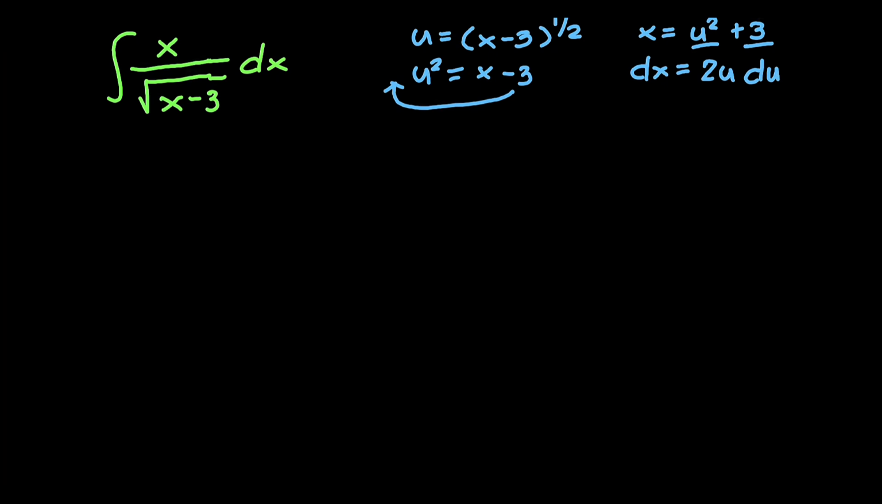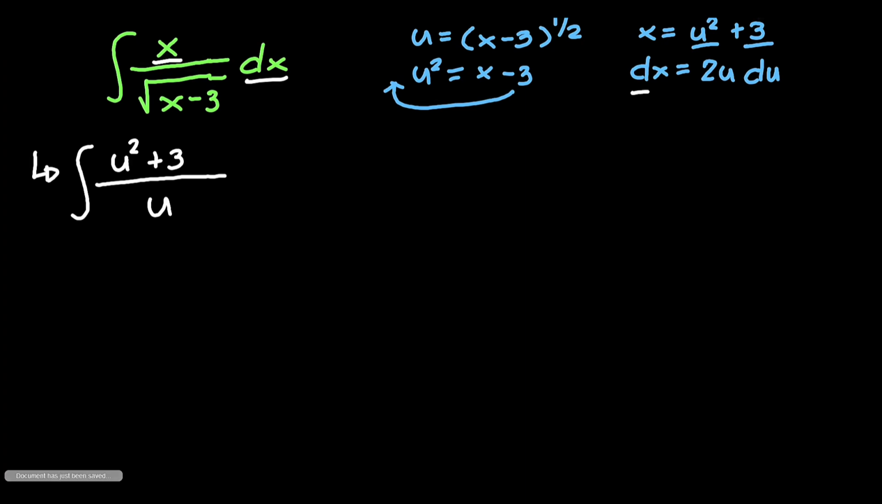Now that we have our inputs here, let us start substituting. And so, it would become the integral of the value of x here, which is u squared plus 3, over the square root of x minus 3, which is the value of u. So just put u here. And the dx right here would be equal to this, which is 2u multiplied by du.